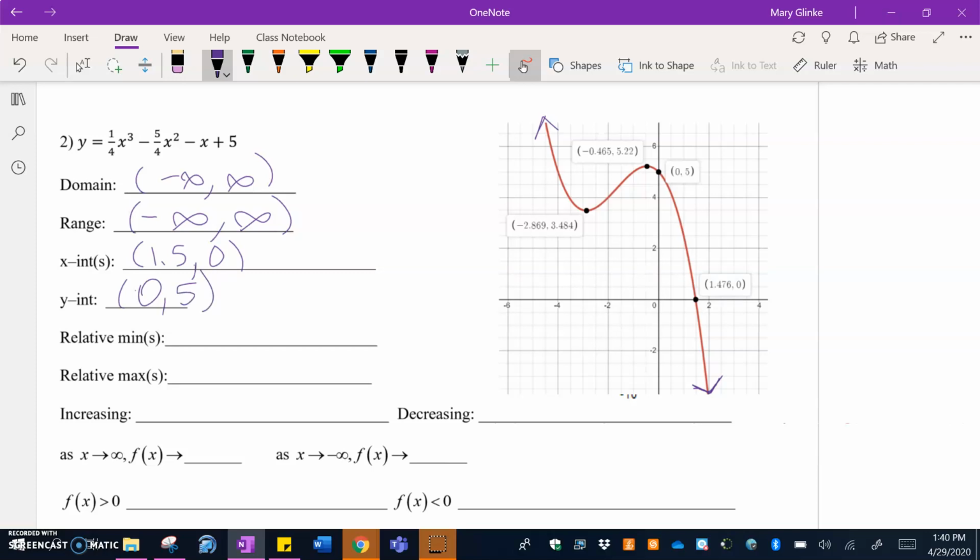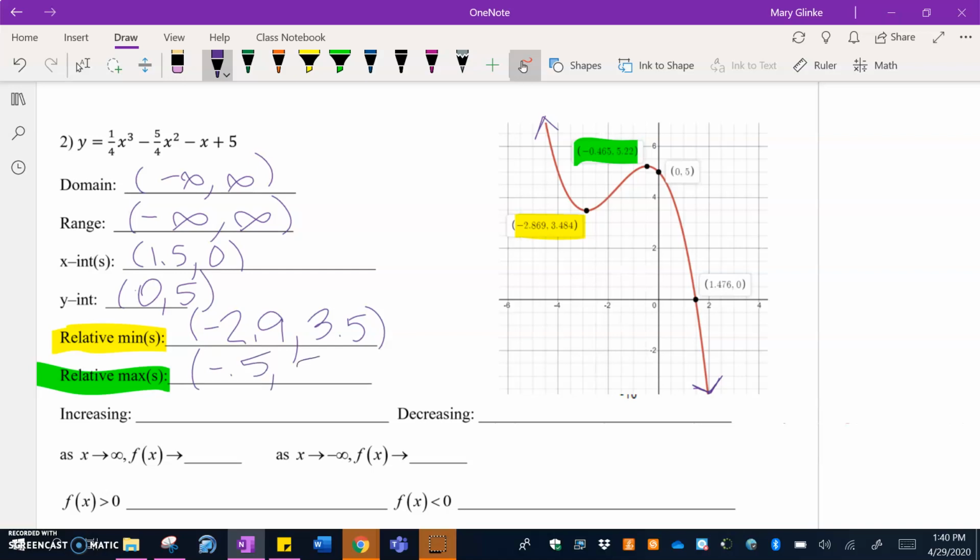I do have two turning points. My graph goes down and then up and then down again. So I turned twice. My minimum is my low value. That's going to be this one here. That's my minimum. I'm going to say, again, round it to one decimal place. So negative 2.9 comma negative 3.5. My maximum is my high value. So I'm going to go ahead and write that out as negative 0.5 comma 5.2.